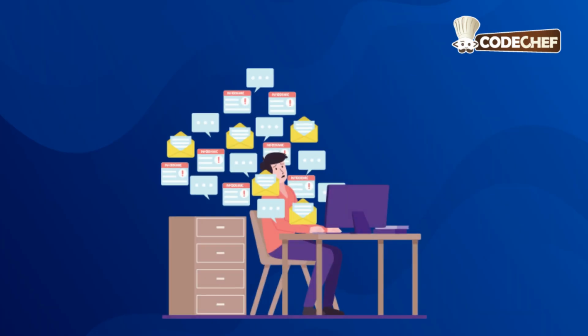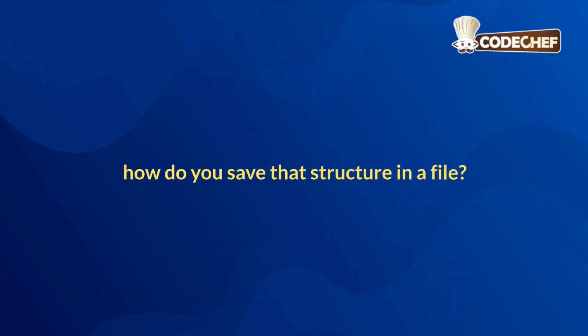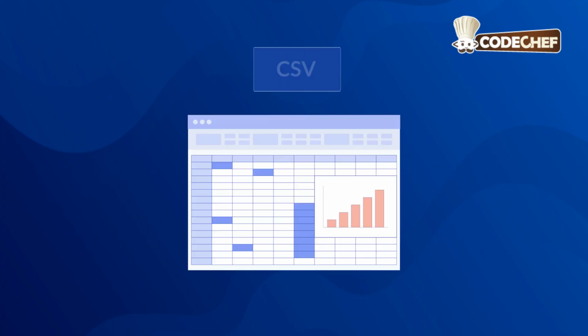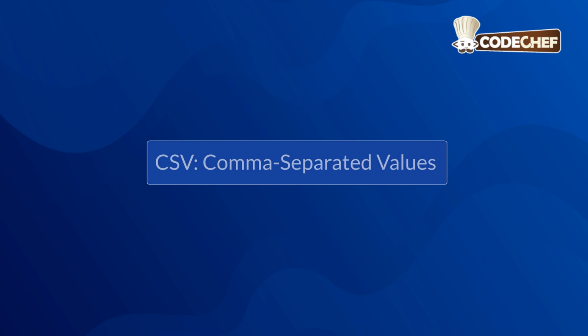We know how to work with plain text, but real-world data has structure, like tables, lists, and complex objects. So how do you save that structure in a file? Today, we're diving into two of the most important data formats in programming: CSV for tabular data and JSON for structured objects. CSV stands for comma-separated values.